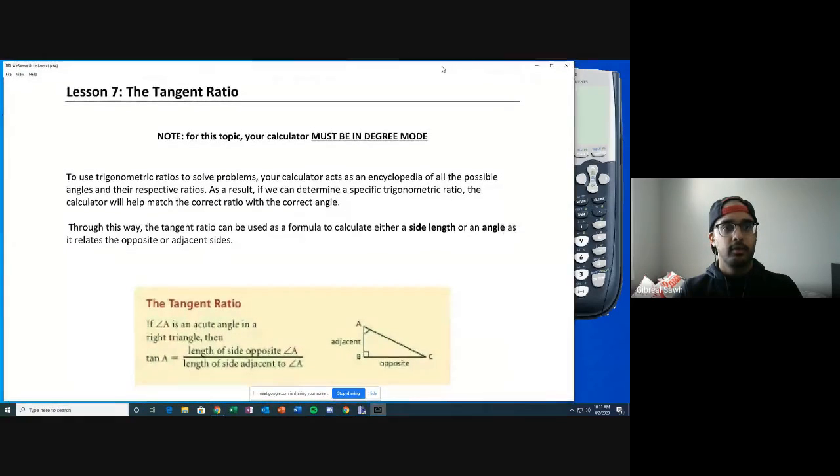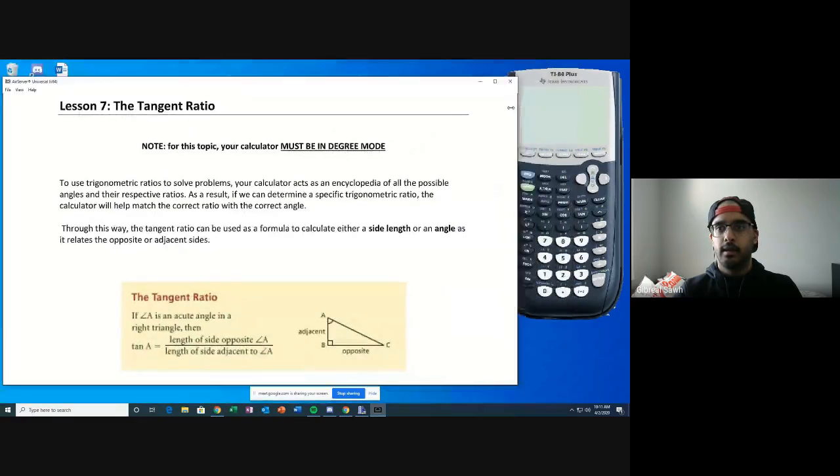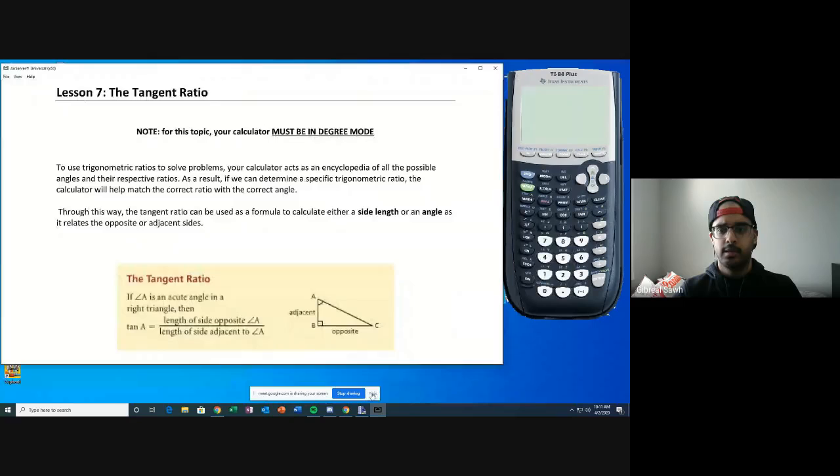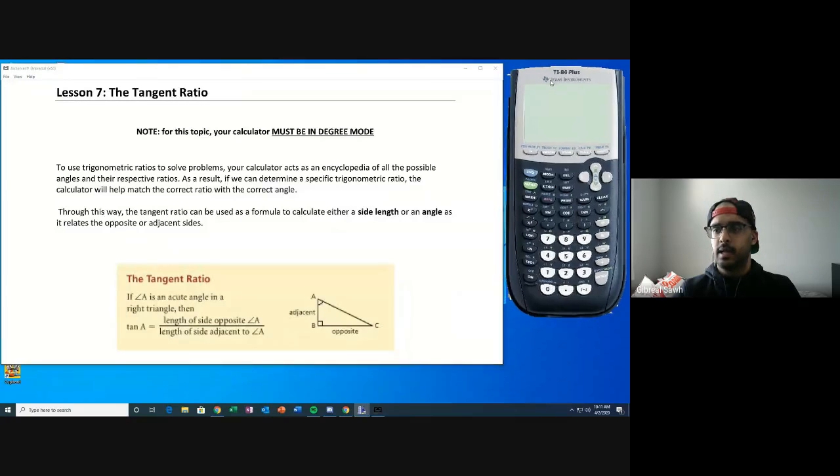Okay, welcome back, folks. Today we're going to look at something called the tangent ratio. This is the beginnings of our study of trig, and it's going to come back whether you take 20-1, 20-2, 30-1, all of those courses are going to use this base concept here.